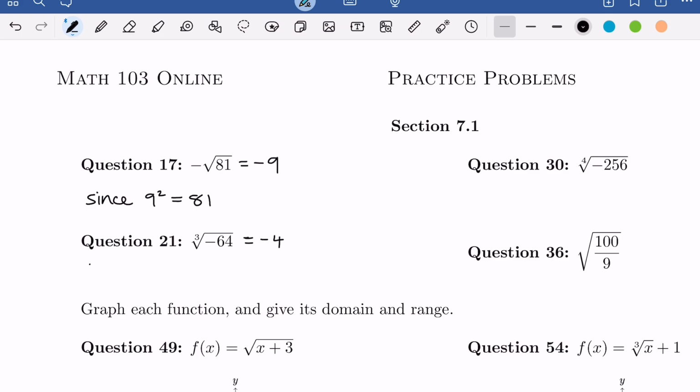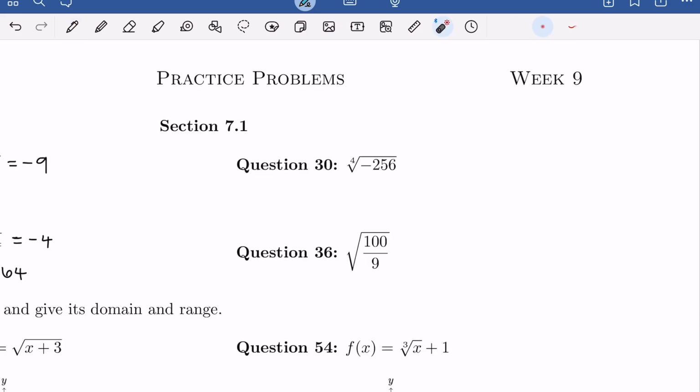And the reason being is because negative 4 cubed, which I'll write out in the expanded form here, is going to give us negative 64, since we have a negative times a negative, which gives us a positive, times another negative. All right, let's look at these next two examples here.